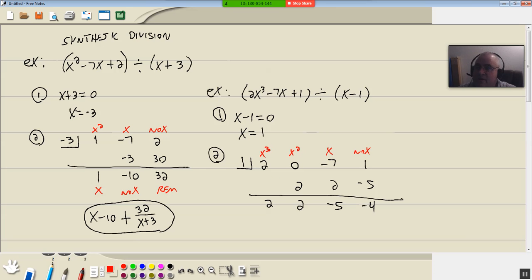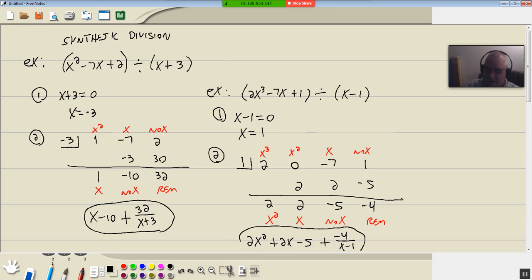Now this was x to the third. Straight down below will be 1 degree lower, so this will be x squared. Now after we have our first one, we have 1 for each one going down. So x squared, x, no x, and a remainder. So our answer will be 2x squared plus 2x minus 5 plus, you take your remainder, which is negative 4, over what you're dividing by, which is x minus 1. And that's our answer.